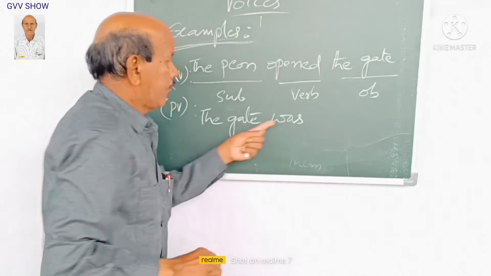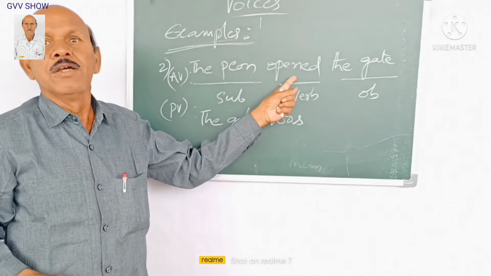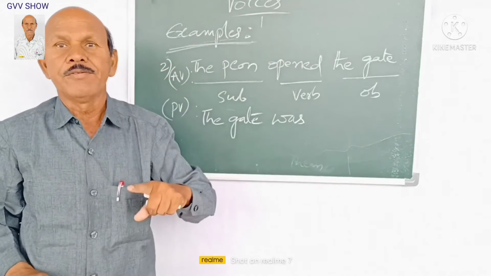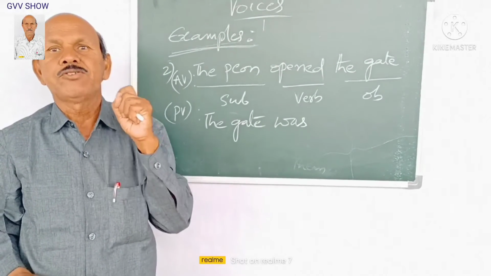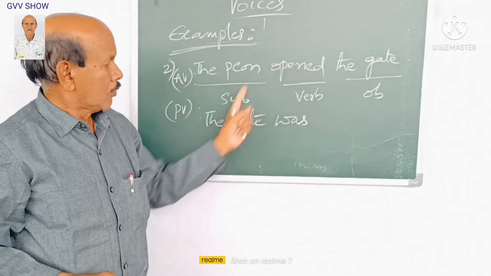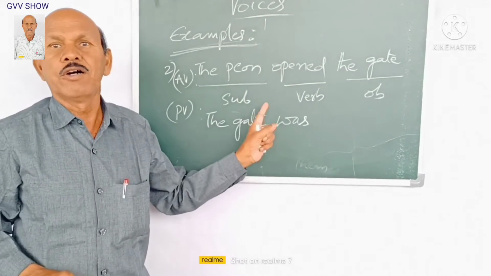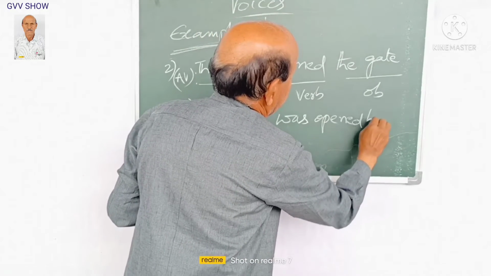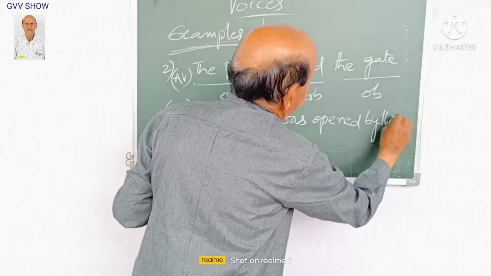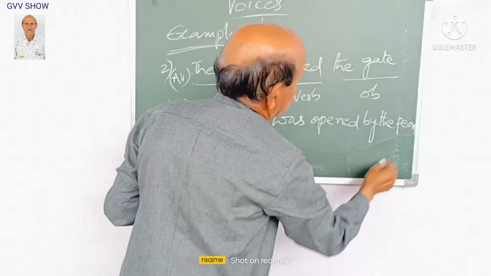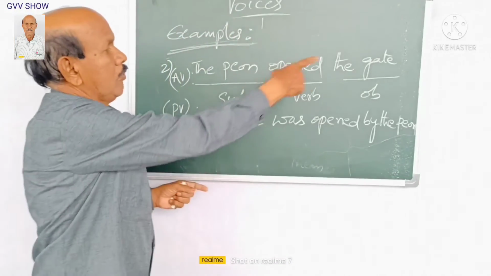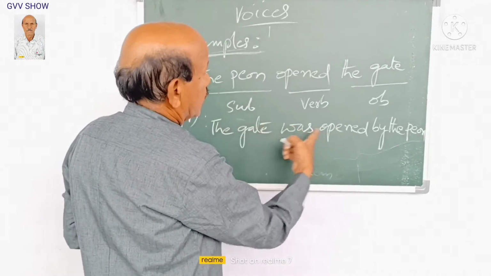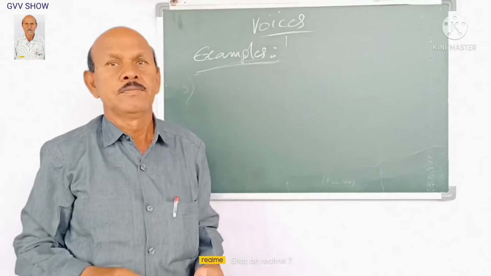The gate was. Why are we using "was"? Because the verb is in past tense. When a past tense word with "ed" comes, you must think that it is a passive sentence. Opened, the same we use in passive voice, with "was". The gate was opened by the peon. The subject comes at the last, and the object comes as the subject. So the gate was opened by the peon. This is passive voice.